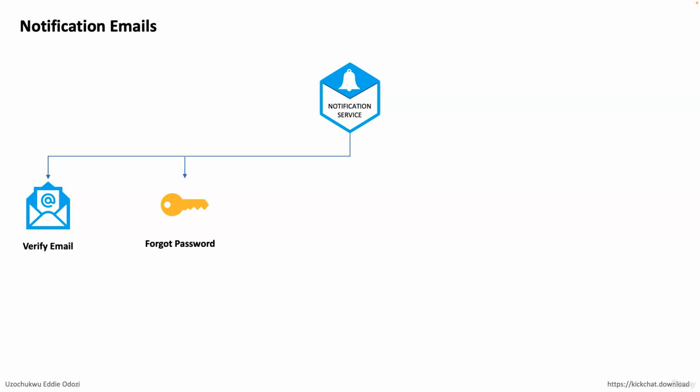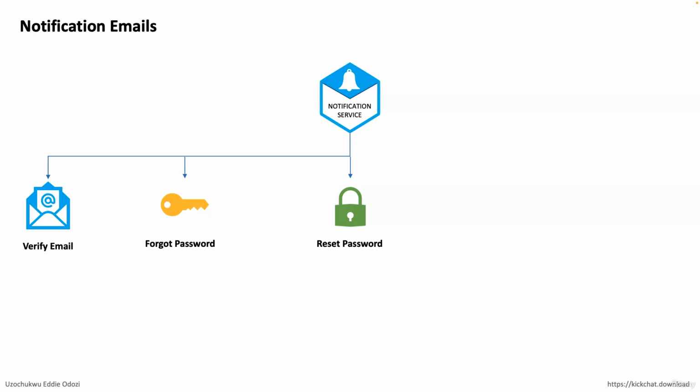Another email that will be sent from the notification service is the forgot password email. A user wants to reset their password because they forgot it, so they will receive an email asking them to reset the password, and we're going to send the email via the notification service. And after the password reset is successful, we need to send them a message telling them that the password reset was successful. So we are going to send a notification email as well.